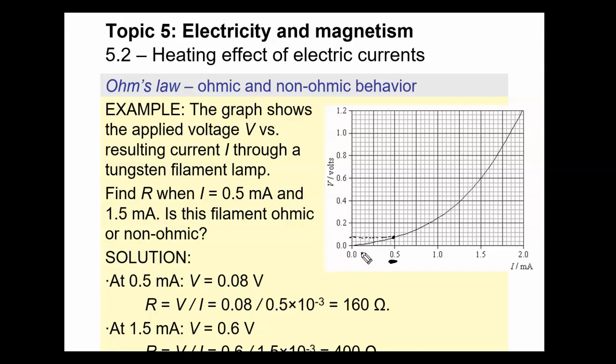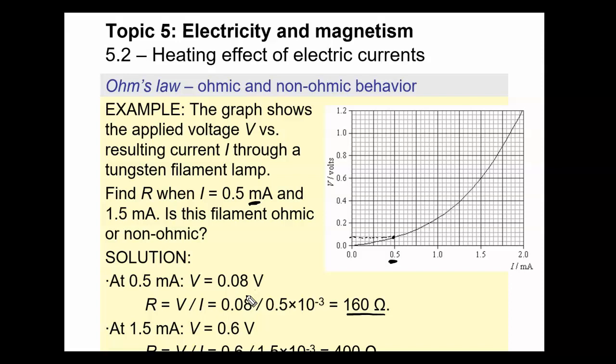The voltage there comes out to be about 0.08 volts. The current, 0.5 milliamps, if you convert that to amperes, remember milli is 10 to the negative 3. So if you just divide V divided by I, you get 160 ohms. So this is the resistance at 0.5 milliamps.